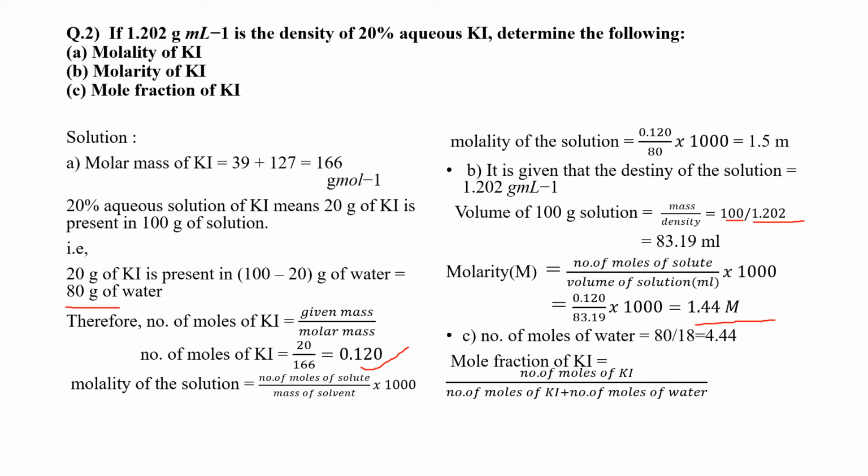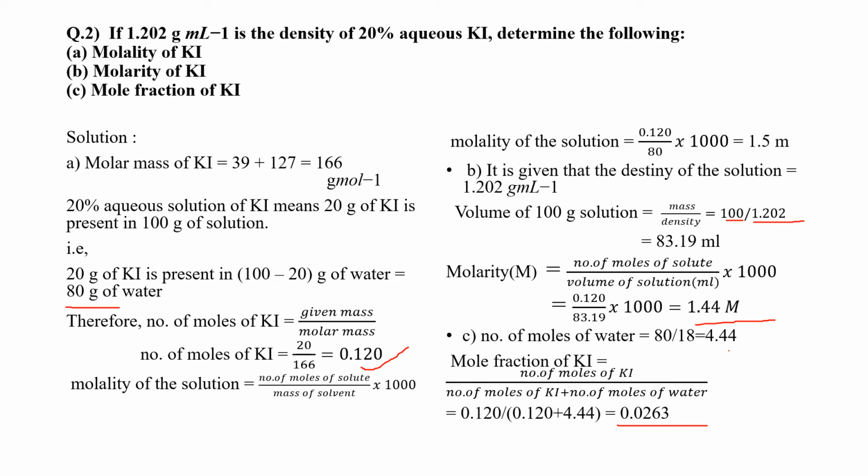Now on applying the formula, the mole fraction of potassium iodide will be equal to the number of moles of potassium iodide divided by the number of moles of KI plus the number of moles of water. So on putting the values we will get the answer, and the mole fraction of KI will be equal to 0.0263.